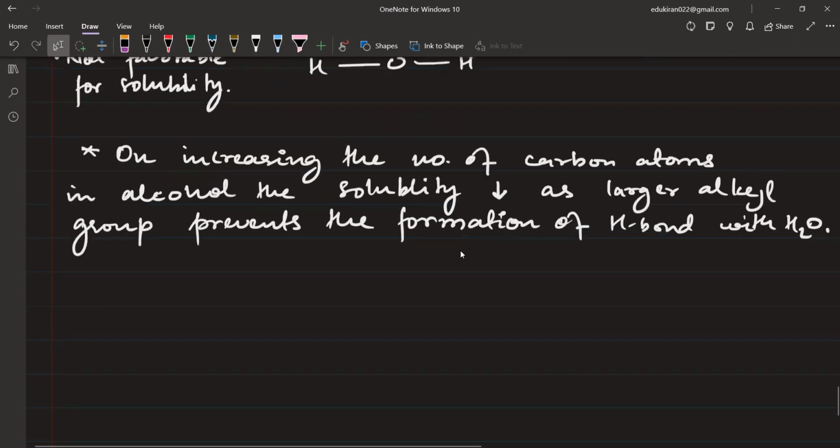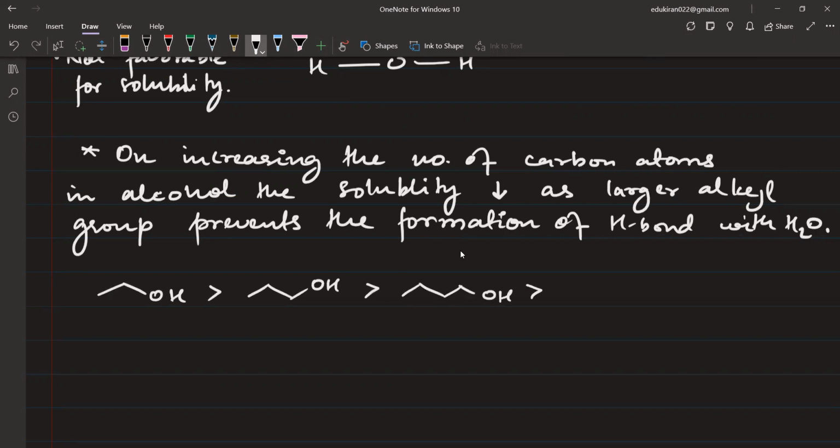Okay, so if I have simple, then this is going to have higher solubility, followed by. We'll write next.